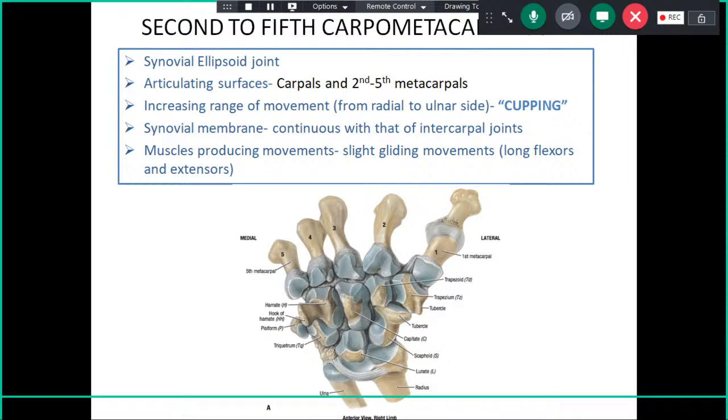Okay, and the interesting thing I had talked about was, can you just try to keep your hand in the resting position again? Just in the resting position, you see that the little finger can flex more as compared to your ring finger, then the middle, and from the radial to the ulnar side there is increased range of movement. Just keep your hand in the resting position and see that there is increased range of movement from the radial to the ulnar side.